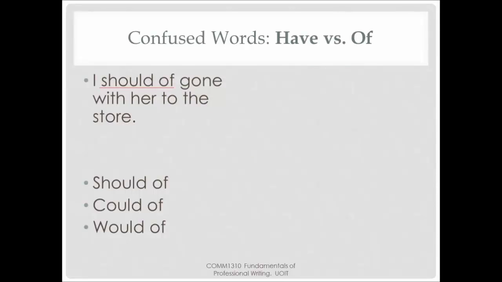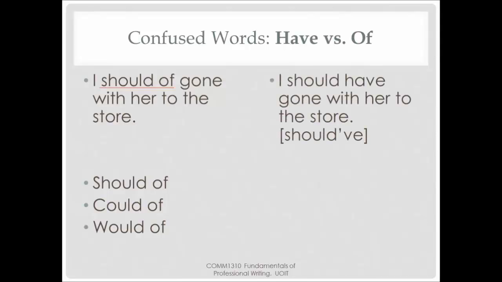The next example is a very common problem. Here the problem arises because of the way the phrases sound when people are talking. For example, listen to this sentence. I should of gone with her to the store. Depending on how the words are slurred together or run together, it sounds like it's correct, but it's not. The sentence should be written, I should have gone with her to the store. The words that sound like should of are really the contraction should've. So the phrases should of, could of, and would of are always incorrect.